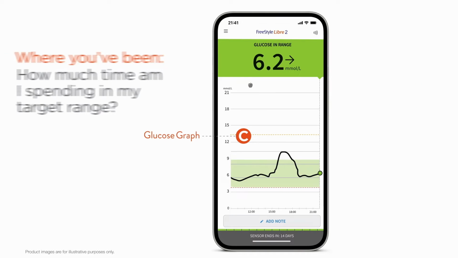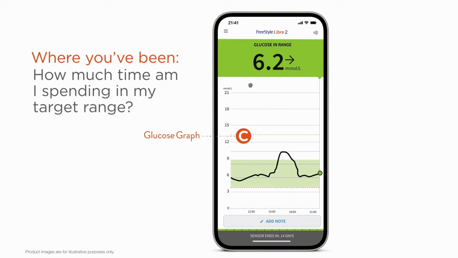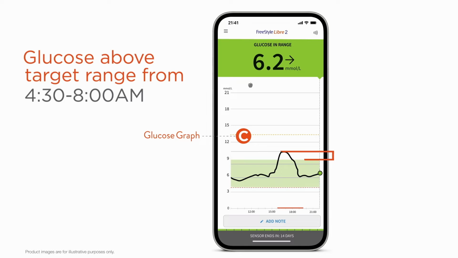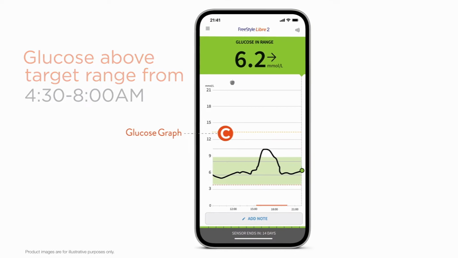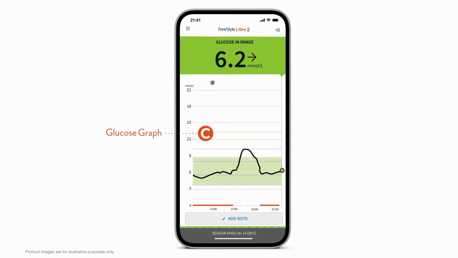The glucose graph tells you where you've been. Ask yourself, how much time am I spending in my target range? And think about when you were out of target range. That big hill between 4:30 and 8 o'clock is when your glucose readings were above target range, but you're back in target now. You were in target about half the time.